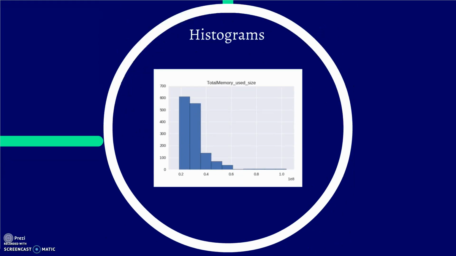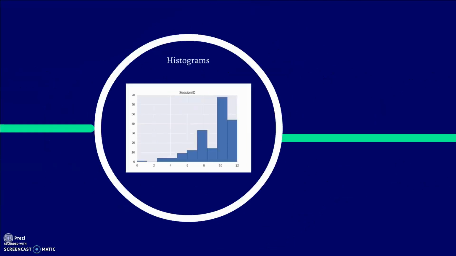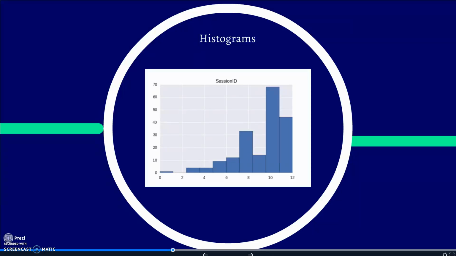Here are some histograms that we were able to create. These are the histograms of the merged data sets. This one's total memory used, and this one is session ID.